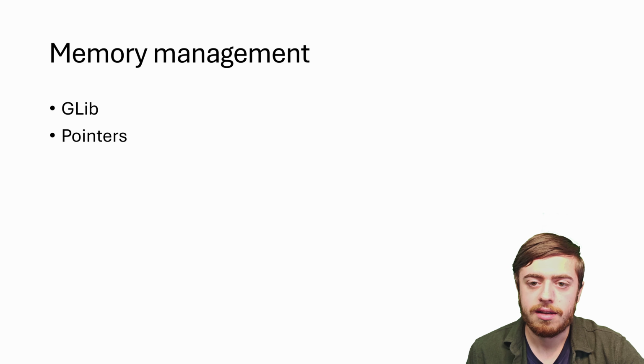For memory management, Vala automatically uses the reference counting system in GLib, so all types must support reference counting for it to work. But Vala also allows for the use of pointers, like in C, but this does lessen some of the safety features.